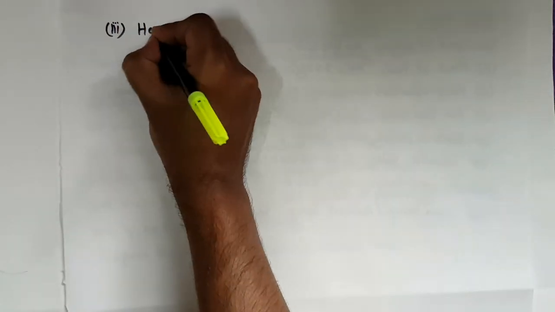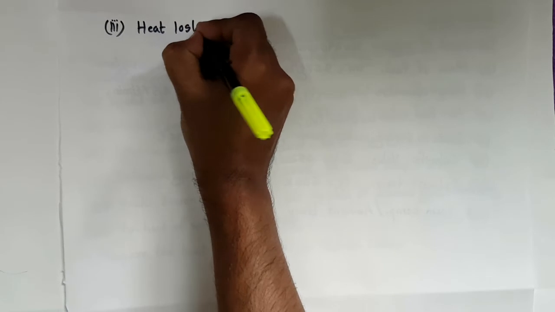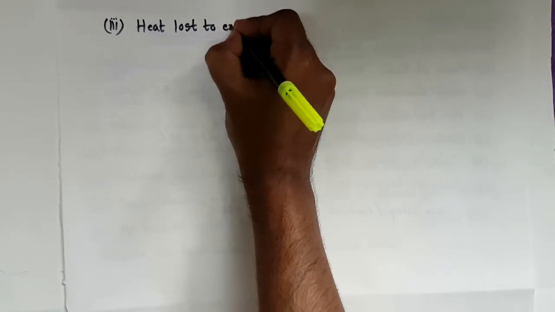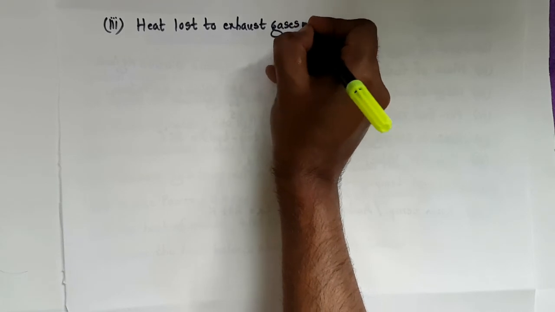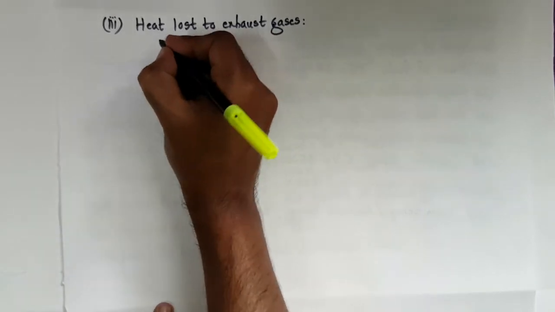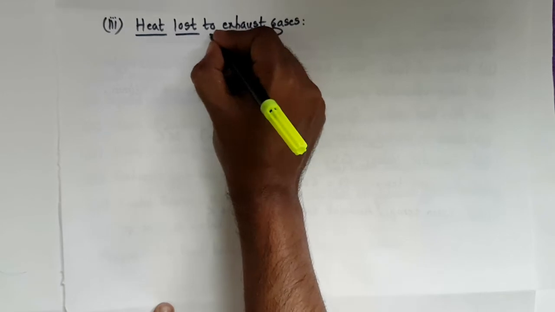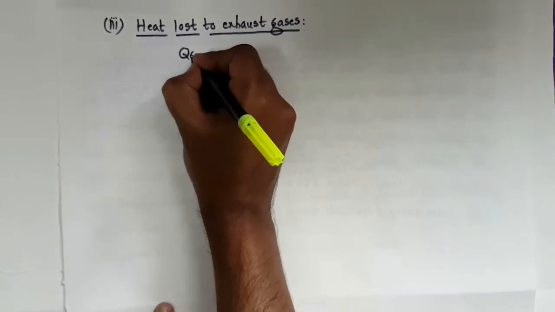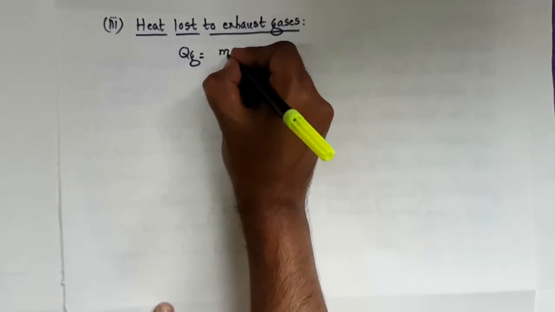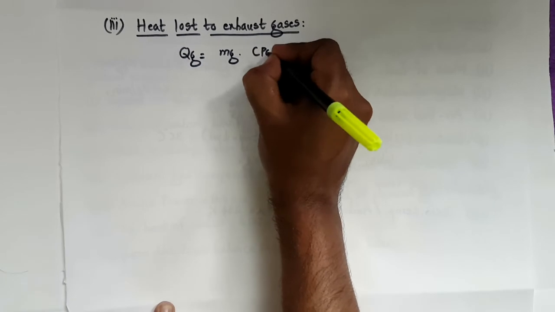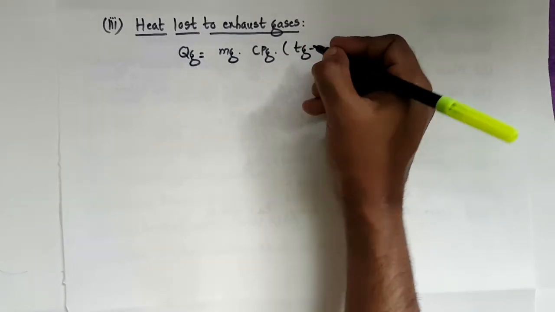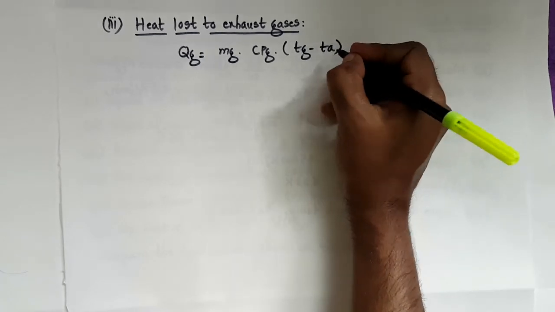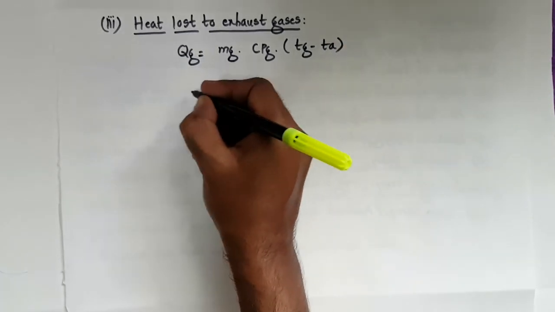Next is heat loss to exhaust gases. So this can be determined by this relation: Qg is equal to mass of gas into Cp of gas into temperature difference, that is exhaust gas temperature minus ambient temperature.